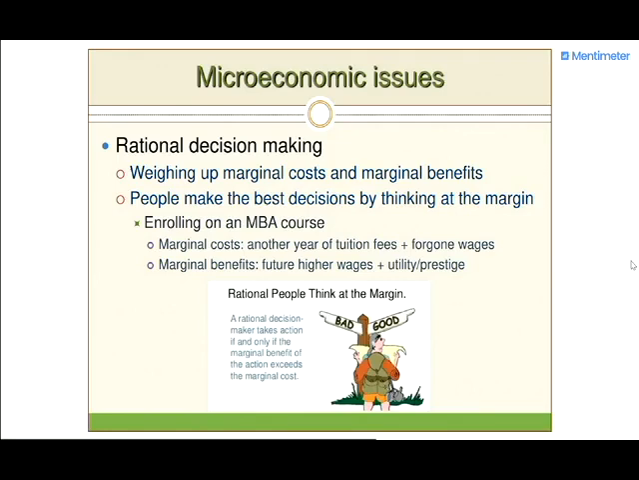So you have to be comparing, as a rational decision maker, benefits with the costs and then take the steps or make the decisions. So that's a rational decision-making process for you. We always think at the margin as rational decision makers, and I suppose you've done the same thing in your decision to do a course.